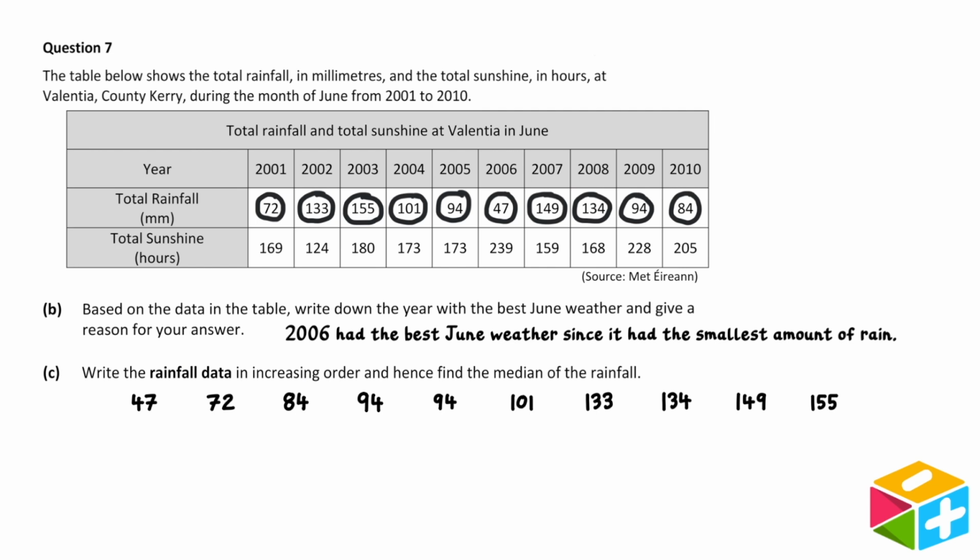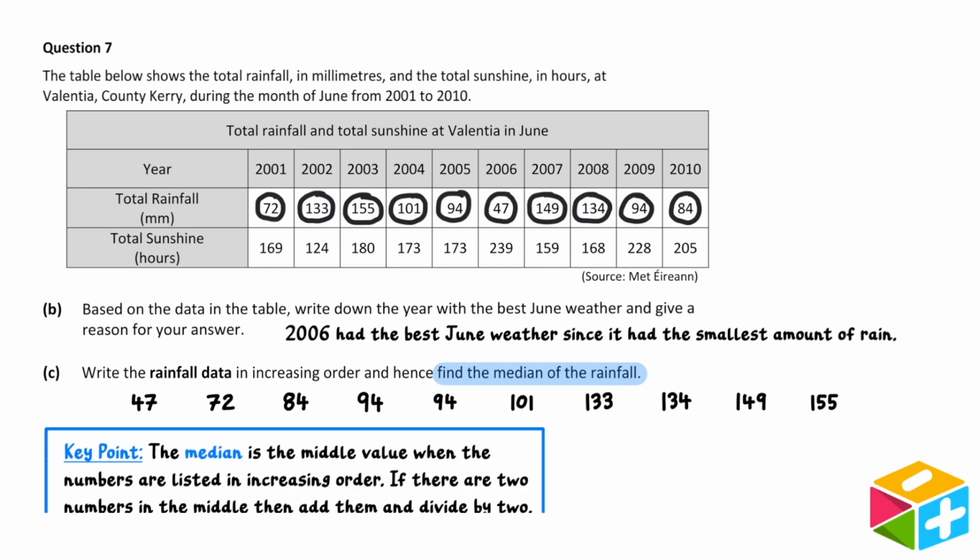We're not done because we're also asked to find the median of this data. So what does this word mean? Well, the median is the middle value when our numbers are listed in increasing order. And if there are two numbers in the middle, then we should add them and divide by 2.